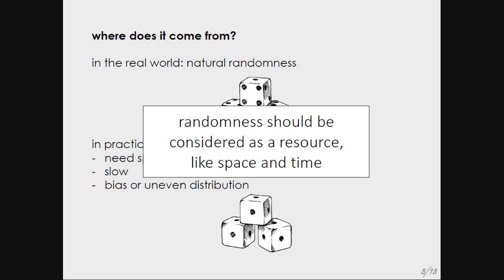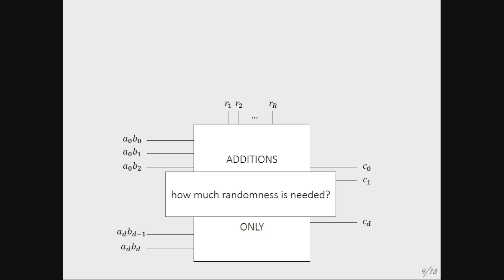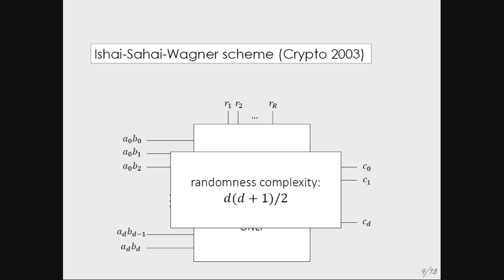So with that in mind, we have this idea that randomness is costly, and we have this idea that we still want a private circuit. So how do we reconcile these two approaches? So we looked at this question, how much randomness is needed, and we looked into the state of the art. And actually, in the state of the art, the best construction that we could find was surprisingly in the seminal paper of Ishai, Sahai, and Wagner, where they introduced the model. They proposed a construction which used about d squared over 2 randomness. And after that, there have been improvements of the schemes, of course, but it was on time or on space, but never on randomness complexity.